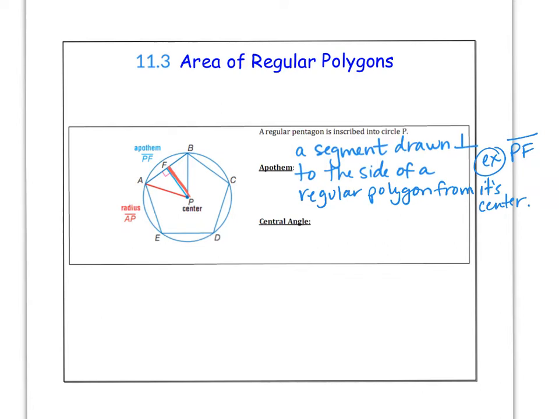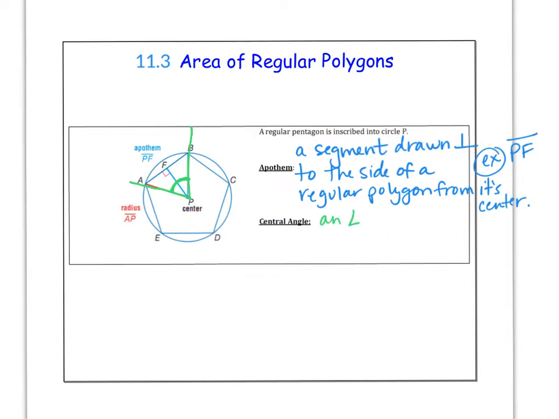But in a polygon, there's a limited number of central angles. So for instance, in a pentagon, you're only going to have 5 central angles. And an example would be right here. This would be a central angle. It would be an angle whose vertex is at the center of the polygon, and then its sides go through consecutive vertices. So let's write out the definition here of a central angle of a polygon.